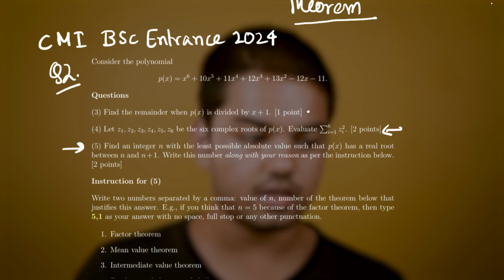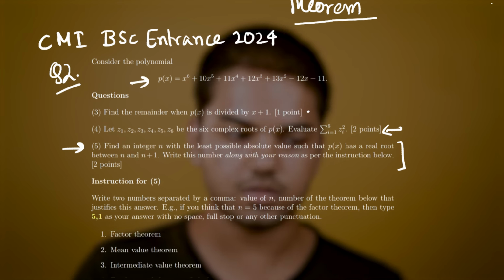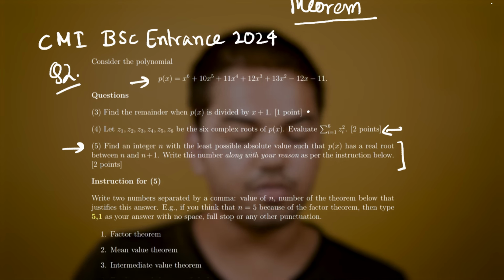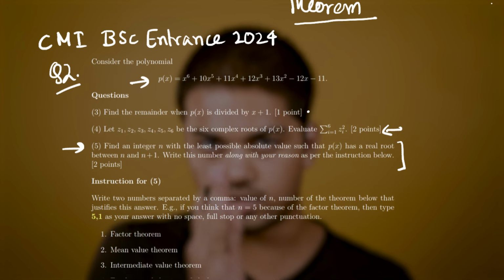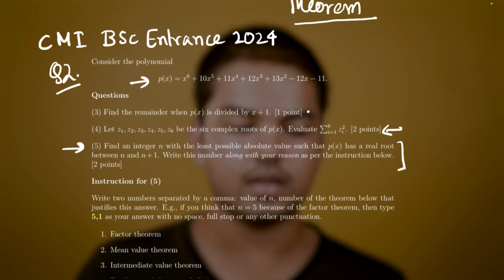And the question that we really care about right now is this one. So what's given is that you have a polynomial p(x) in this form, and you want to find an integer n with the least possible absolute value, so as close to 0 as possible, such that p(x) has a real root between n and n plus 1.